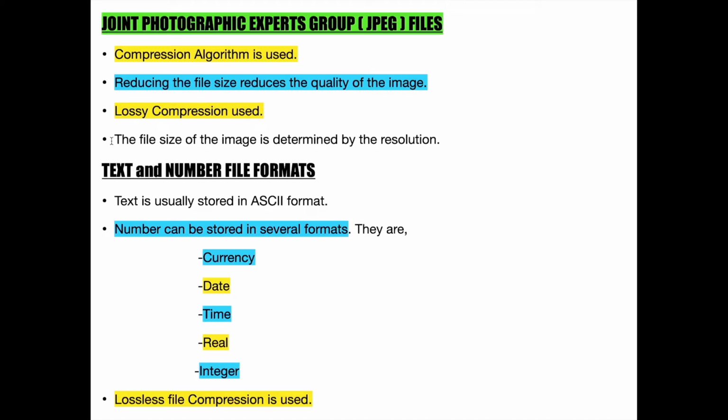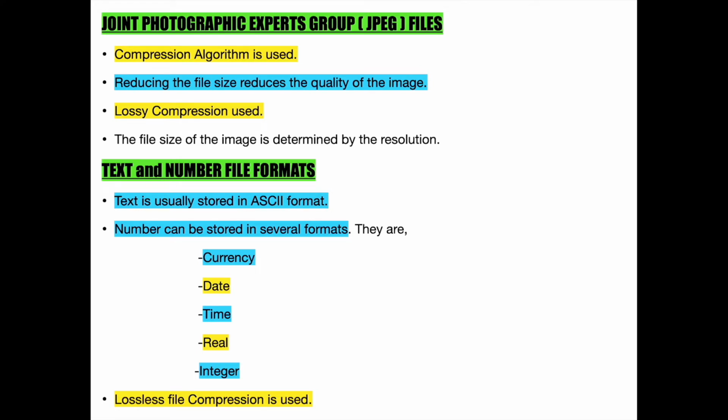Off we go to the last file formats, which are the text and number file formats. Both the text and number file formats use a lossless file compression format. Text is stored in ASCII format. Numbers can be stored in several formats. Currency, date, time, real, and integer are these formats. Well, that was a general idea about the different types of file formats used.